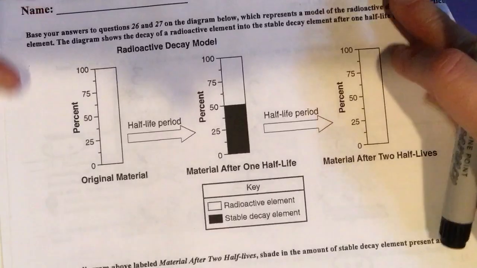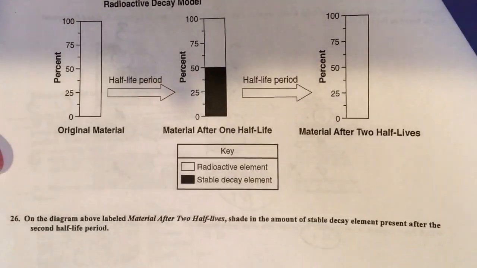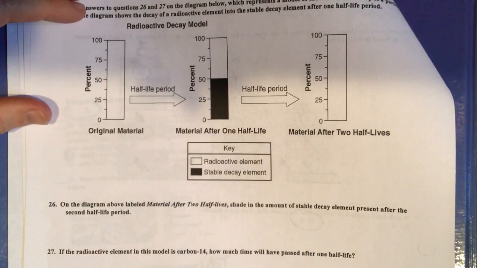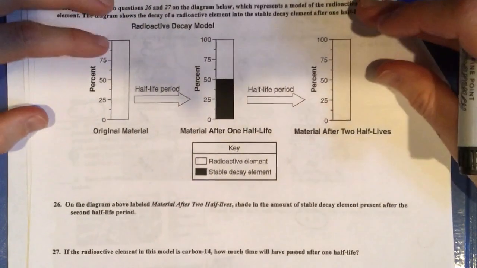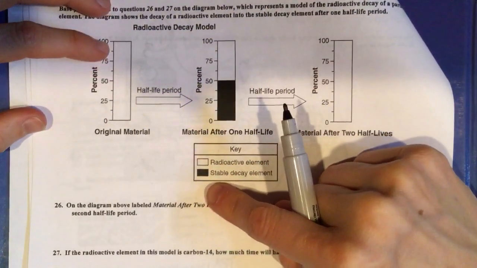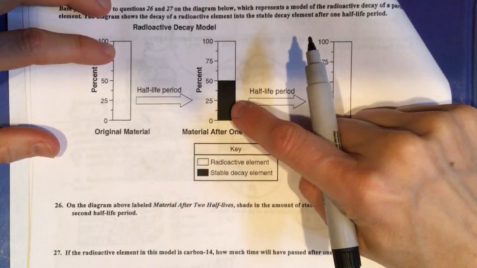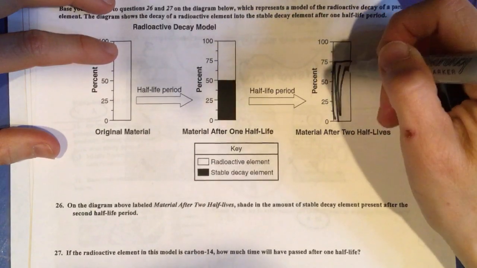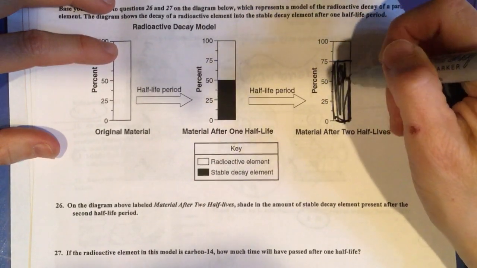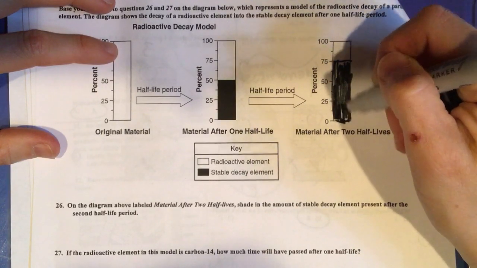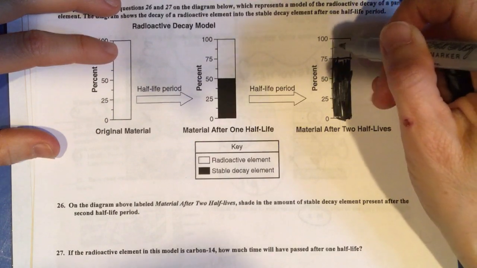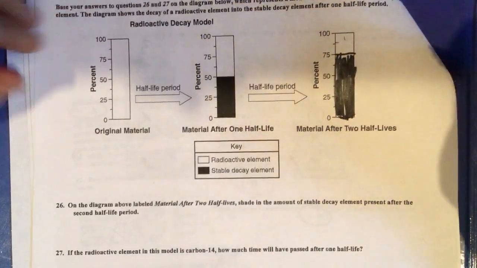The short answer questions, 26. On the diagram above, label the material after 2 half-lives, shading the amount of stable decay element present after the second half-life period. So this is stable decay product after 1 half-life. After 2 half-lives, it would be at 75. So this gets all shaded in. If I did 3 half-lives, I'd shade it in here. 3 half-lives, 4 half-lives, 5, okay?